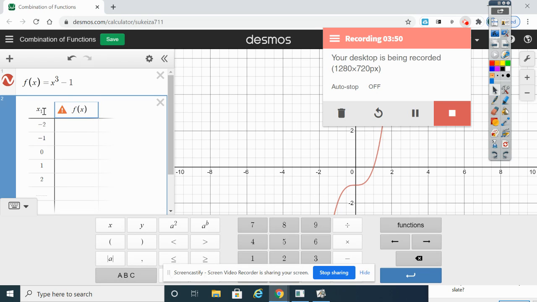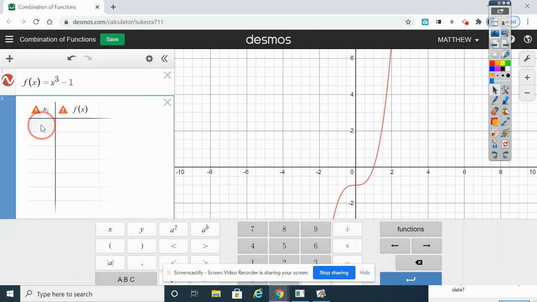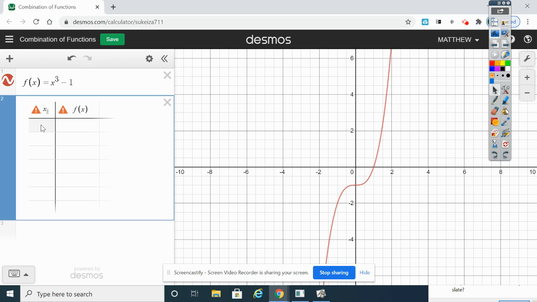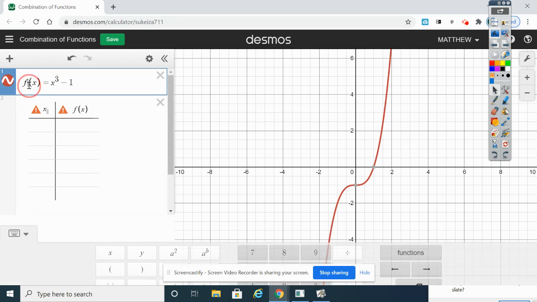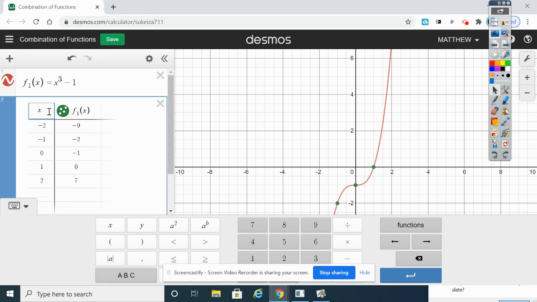I think maybe what it doesn't like is this x sub 1, because I don't have an x sub 1 there. Let's see if we can get rid of this 1. Call this f sub 1. We'll call this f sub 1. Still got that little gap there. Get rid of that. There we go. So now I have my numbers negative 2, negative 1, 0, 1, and 2. And it automatically gives me all the outputs here.